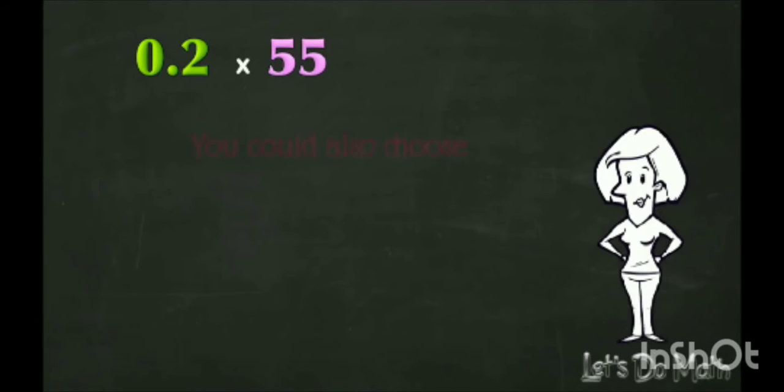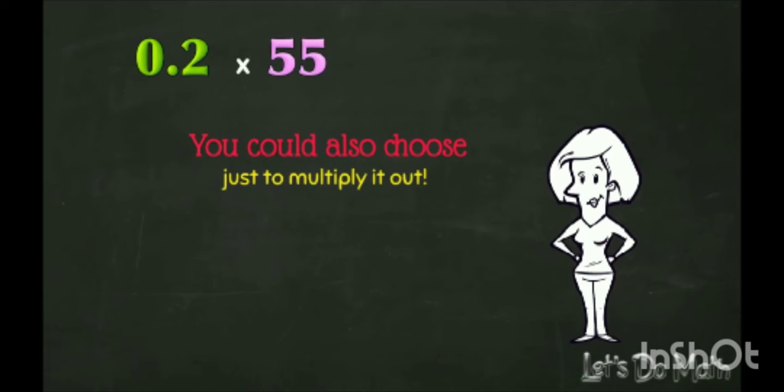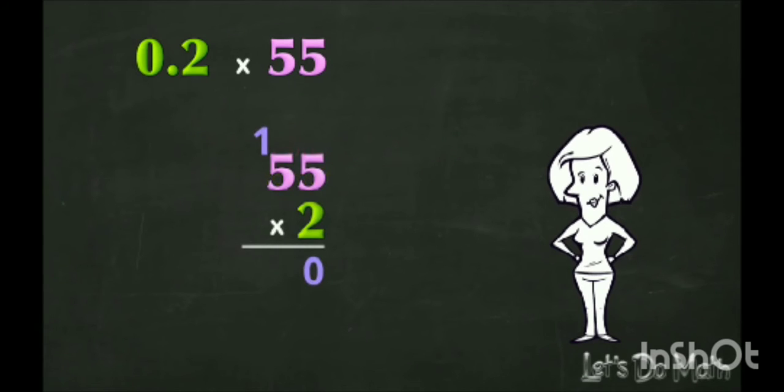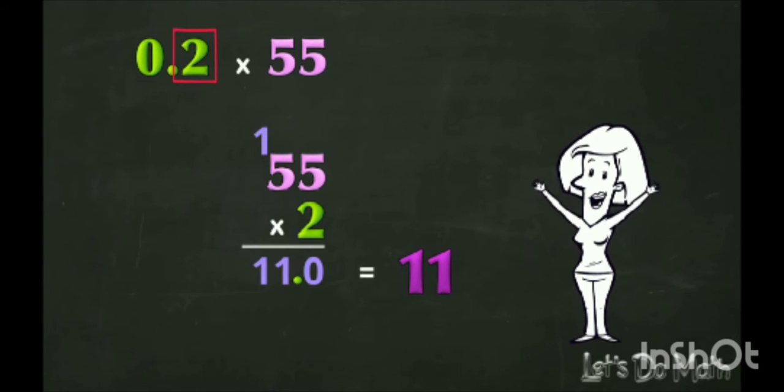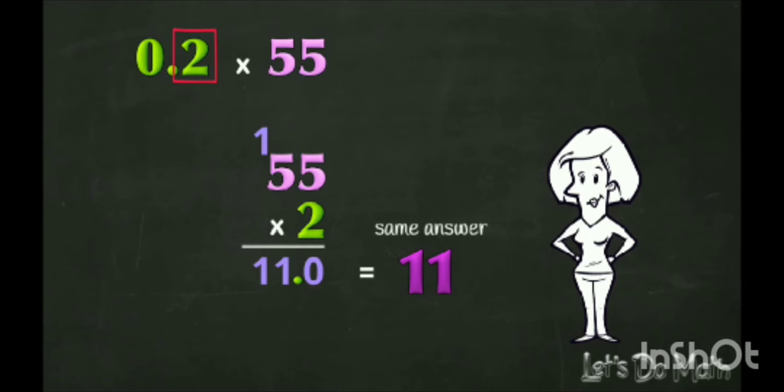You could also choose just to multiply it out. 2 times 5 is 10, 2 times 5 is 10, and this one, 11, that's 110. There's one decimal figure here, so we put that in the answer, 11.0, which is just the same as 11. We get to the same answer, but it does take longer.